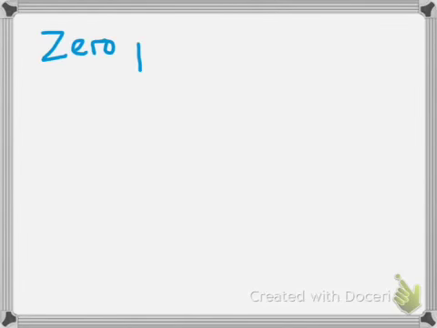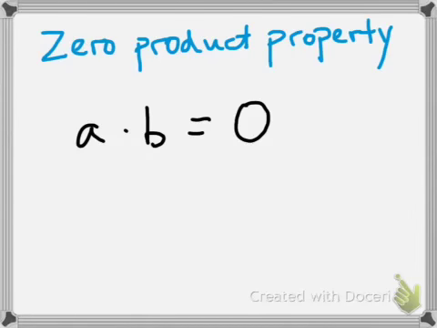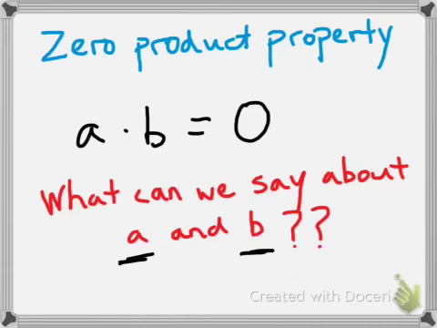Okay, so first thing we need to talk about is the zero product property. To explain that, let's say we have two quantities, A and B. If we multiply those two together and the product comes out to 0, the question you want to ask yourself is, what can we say about A and/or B? Do we know anything about them? Think about that for a second.